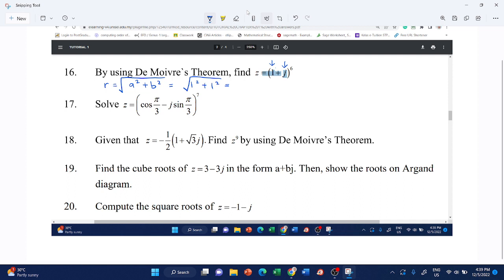So what is your r? Square root of 2. Okay, now we have r. Now, how to find theta? How to find theta?